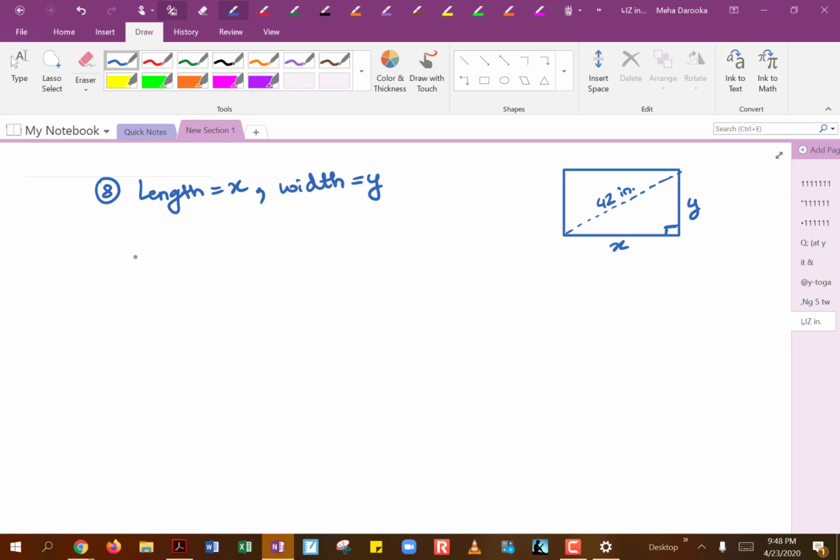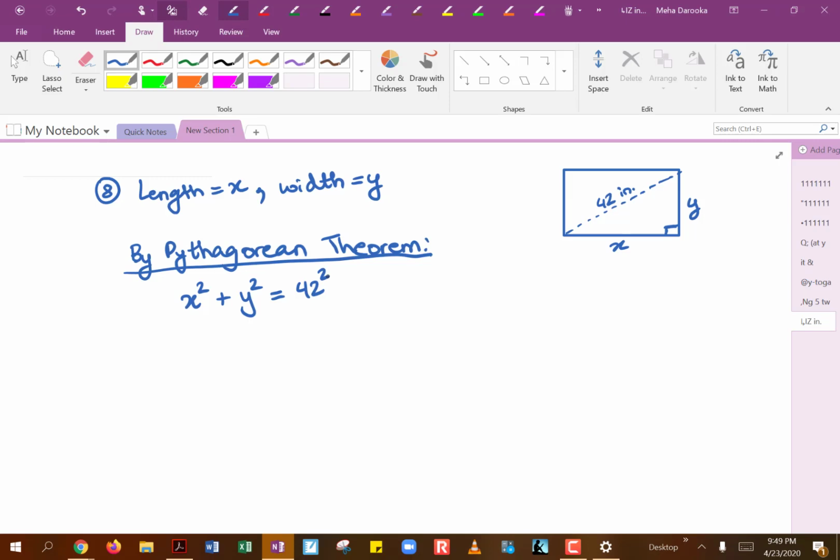So we will use the Pythagorean Theorem. So remember that's going to be the square of each of the legs added together, which equals the square of the hypotenuse. So a squared plus b squared equals c squared, which in our case would become x squared plus y squared equals 42 squared. So we'll call this our equation 1.